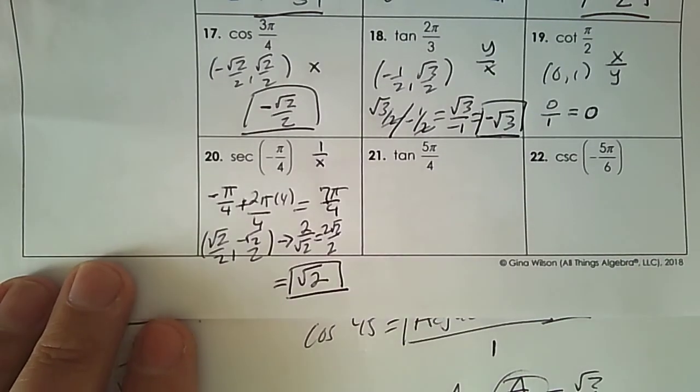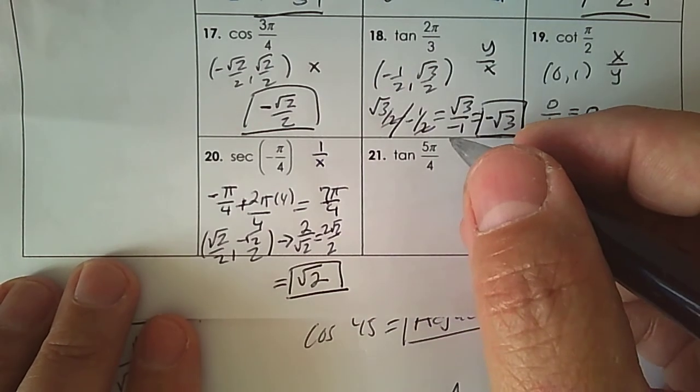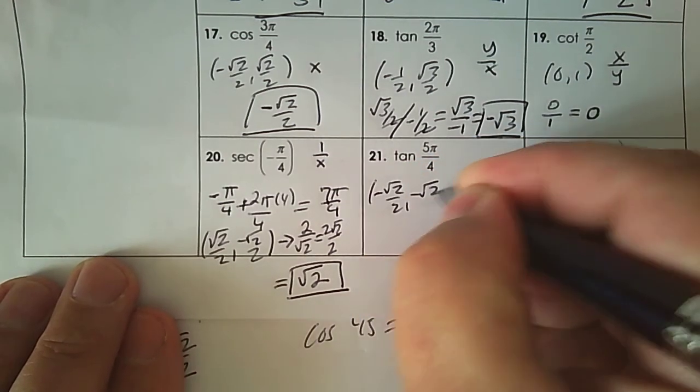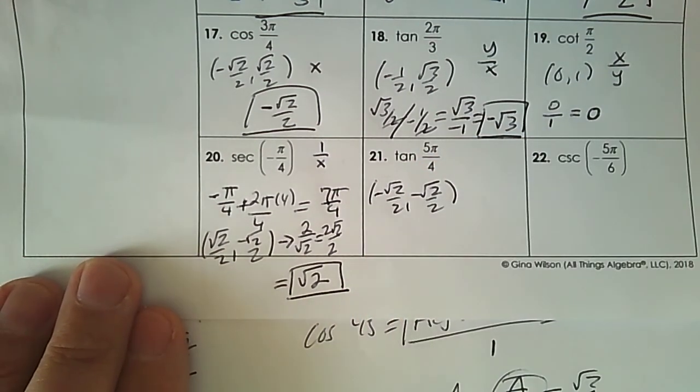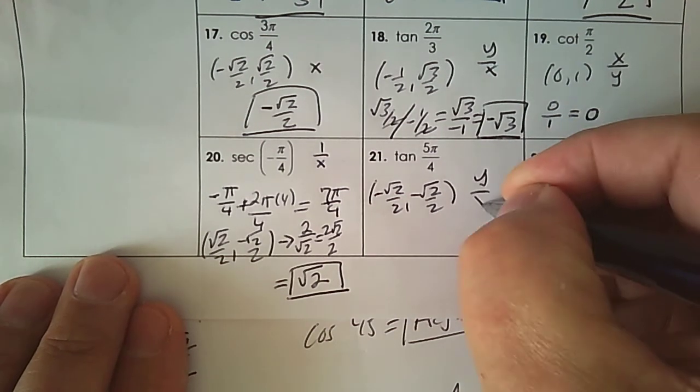2 more, and then the lesson's over. 5 pi over 4, can you find that on your unit circle? What's the point? Negative root 2 over 2, negative root 2 over 2. What's the definition for tangent using a point on a unit circle? And it's just y divided by x.